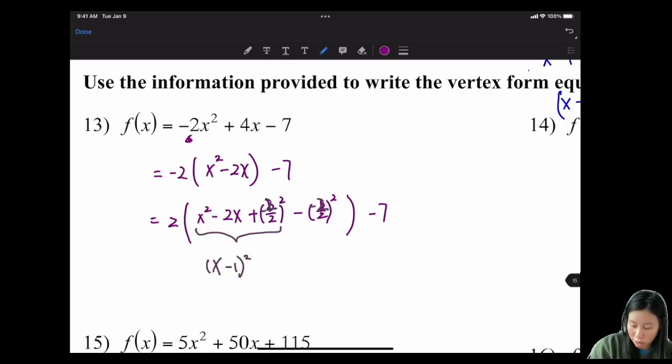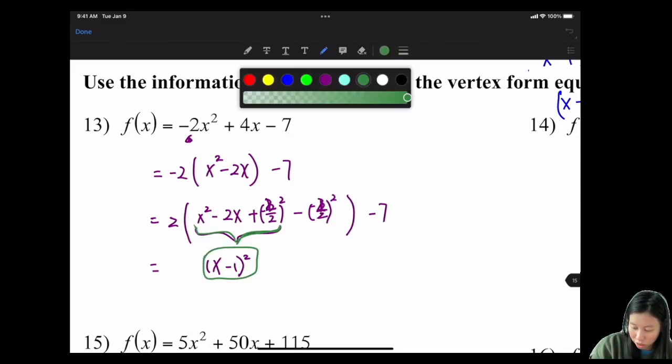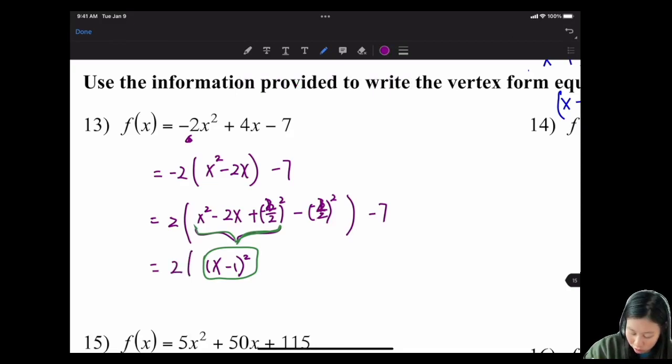Okay, and then we write everything the same. This is just from the first 3 terms become this part. Okay, everything should be the same. And then this is minus 1, minus 7. Now you need to simplify, because what?